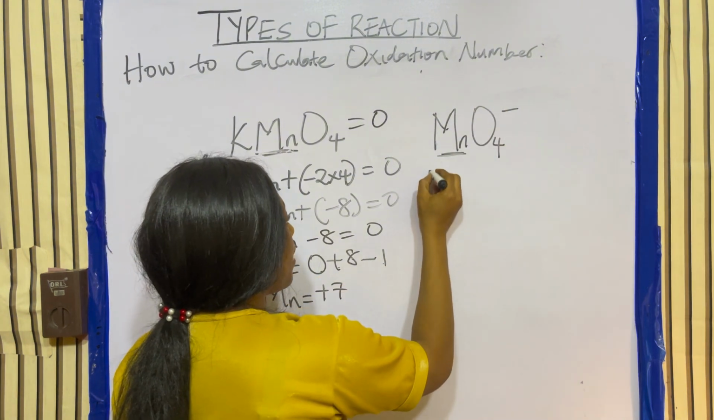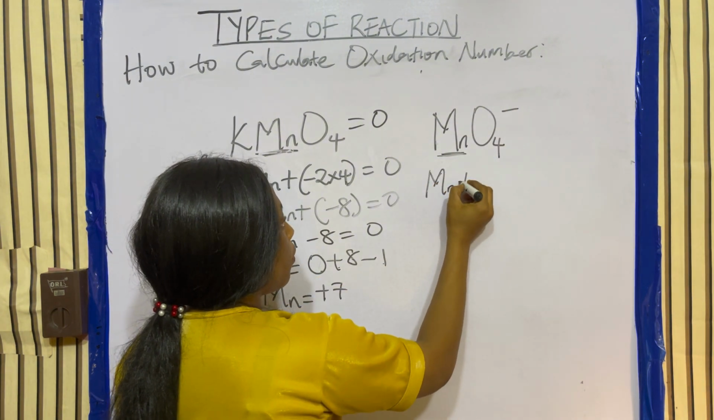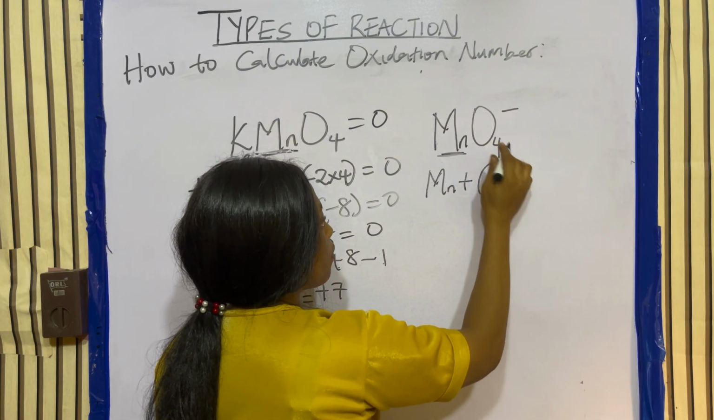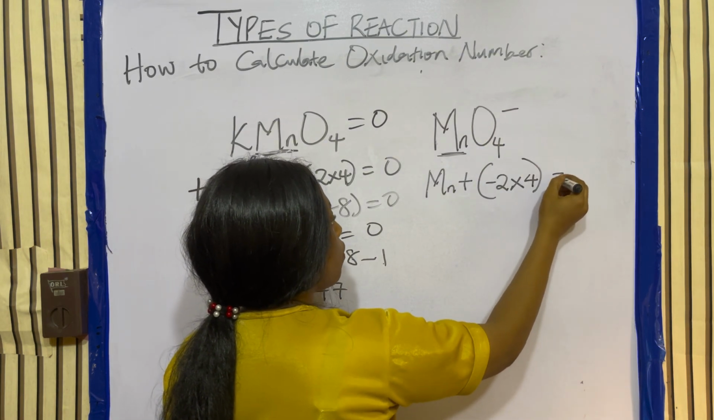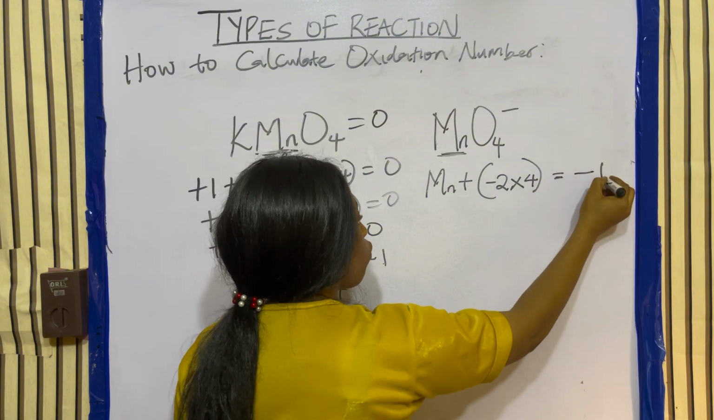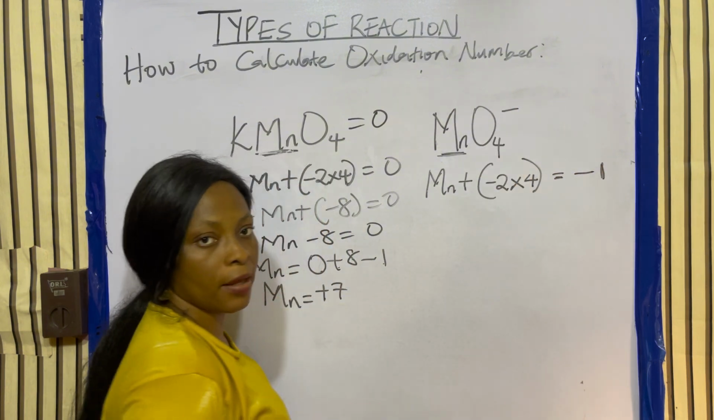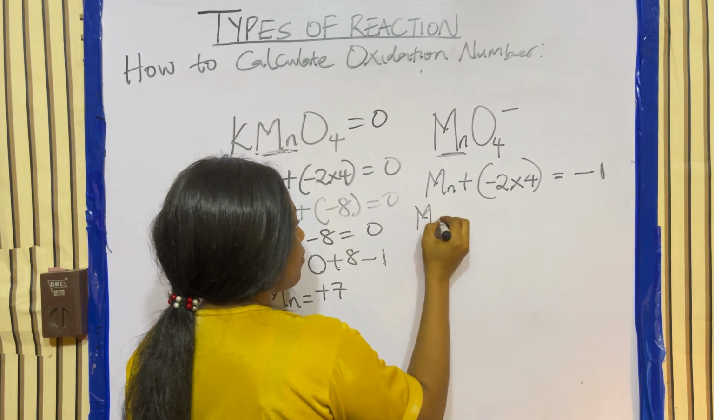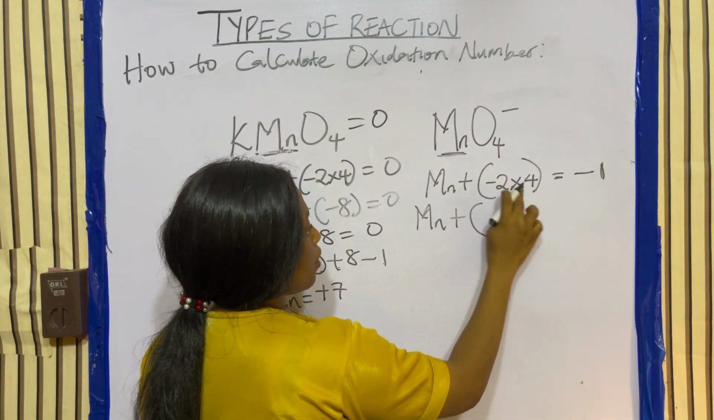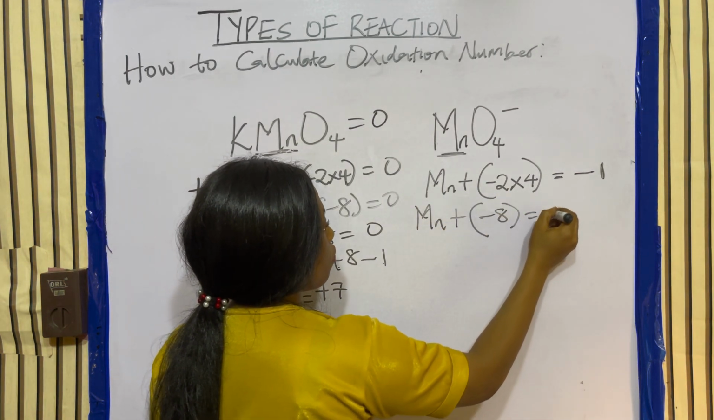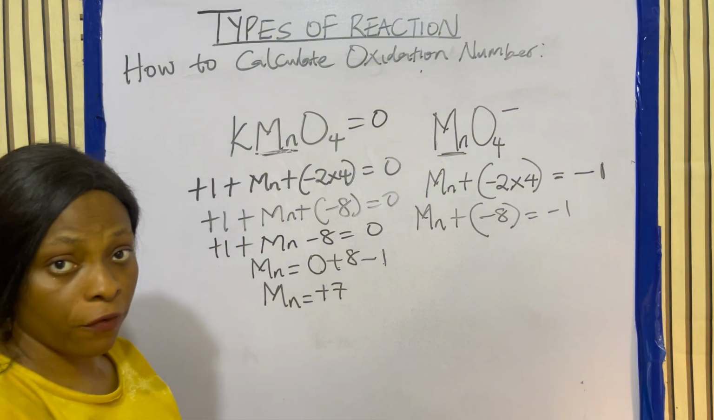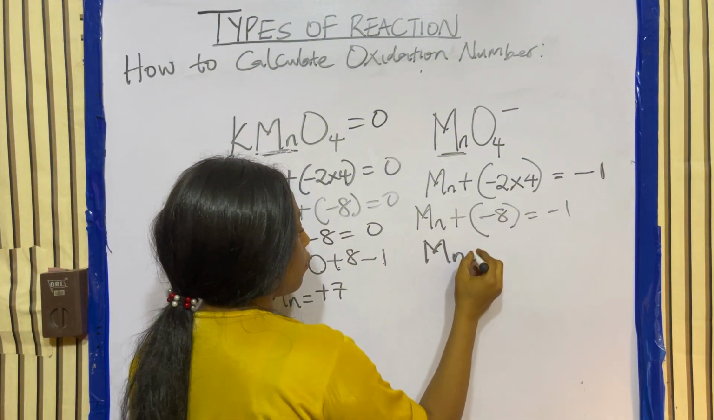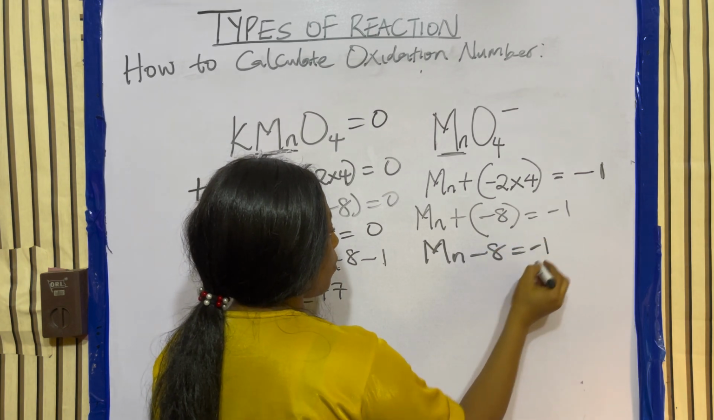So you have that manganese is what we are looking for, plus oxygen is -2 times 4 is equal to what? -1, because of this minus. Are we together? So you have that manganese plus, this times this will give you -8, is equal to -1. Are we following?